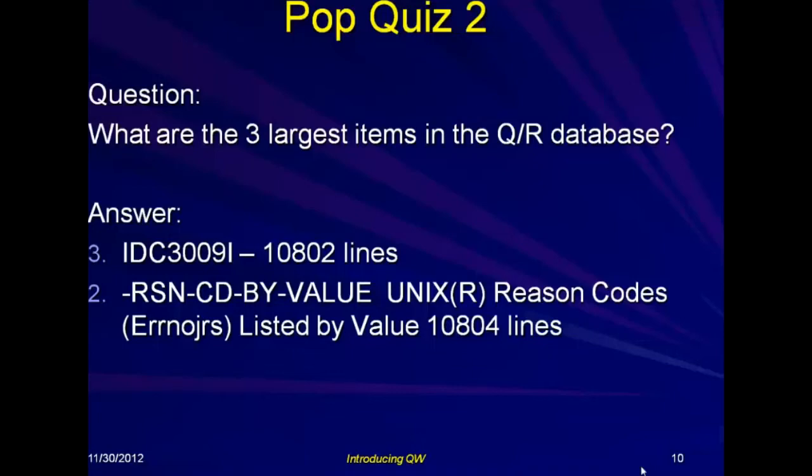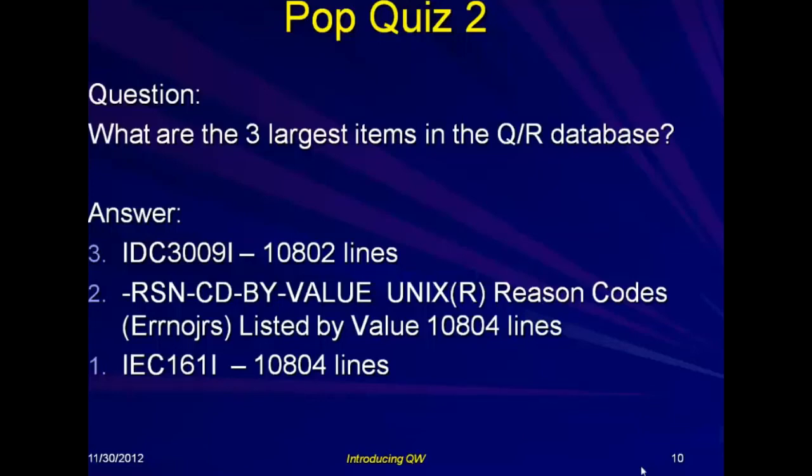But the message, the item that edges it just by a tad, is IEC161I. Although it has 10,804 lines, these lines are a little bit wider and it uses just a few more bytes than the Unix reason codes. Now, as you know, many messages have alternate endings depending on a return code or a reason code. For example, message IEC161I has over 255 subcodes. And as we've just seen, these 255 subcodes are spread over 10,804 lines.